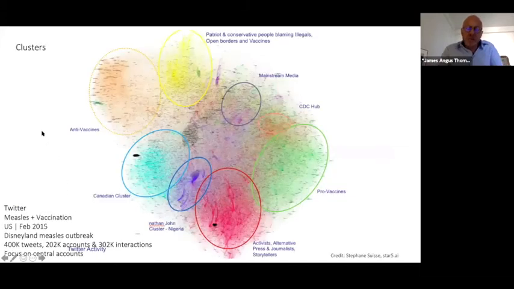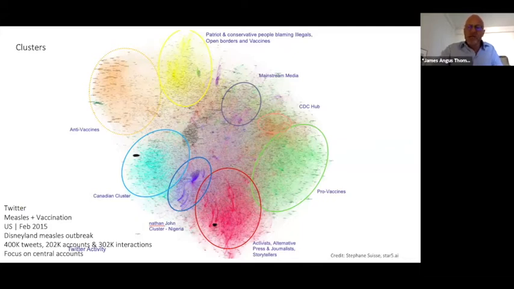We can also start to see, when we up the volume of the data, bigger clusters, so communities interacting or not with each other. So this is, again, measles and vaccination related search strings. This is the US, a couple of years later. So it's the measles outbreak in Disneyland. Sorry, the previous one wasn't the measles outbreak in Disneyland. I got that wrong. And we selected for accounts with a certain eigenvector score.